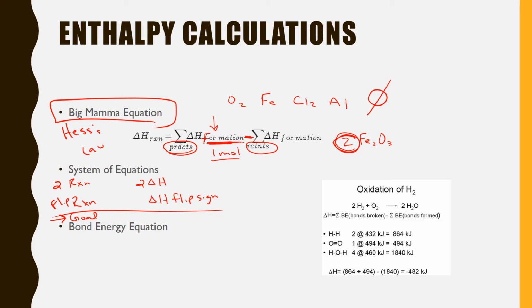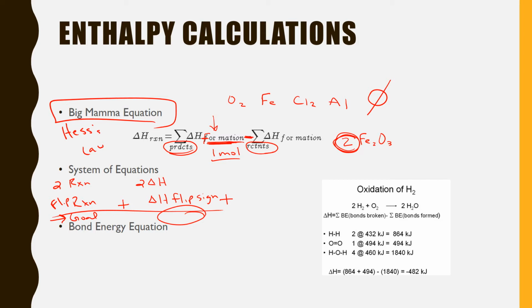Once I have all of these reactions lined up to where I want them to be, and I'm creating my goal equation by adding these reactions, you also add your delta H values to find your final delta H. So that's how you work the system of equations approach.